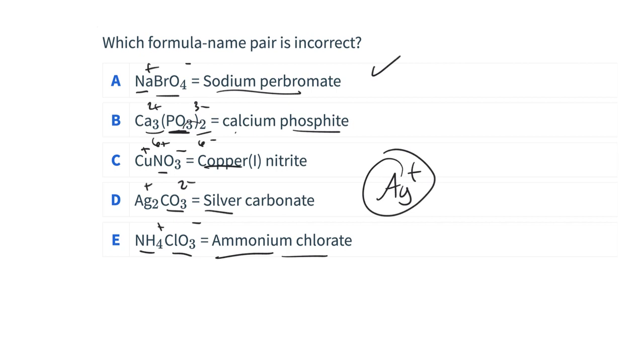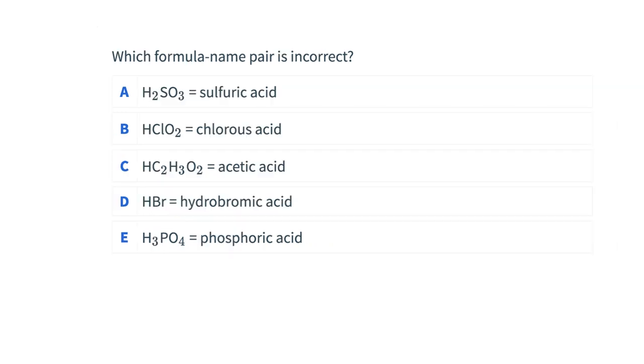I had to hit pause because apparently I just can't read. This would be nitrate, not nitrite. So C is the one that's incorrect. I guess I too quickly looked. Nitrate is NO3. Nitrite would be NO2 minus. So copper 1 nitrite is the one that was incorrectly named.